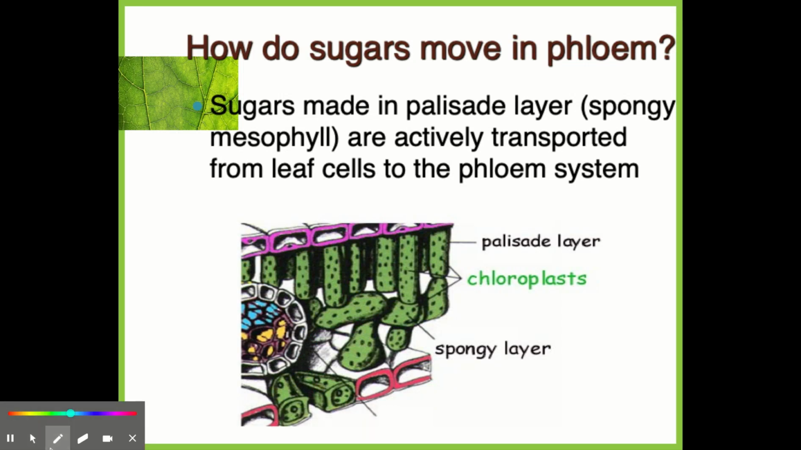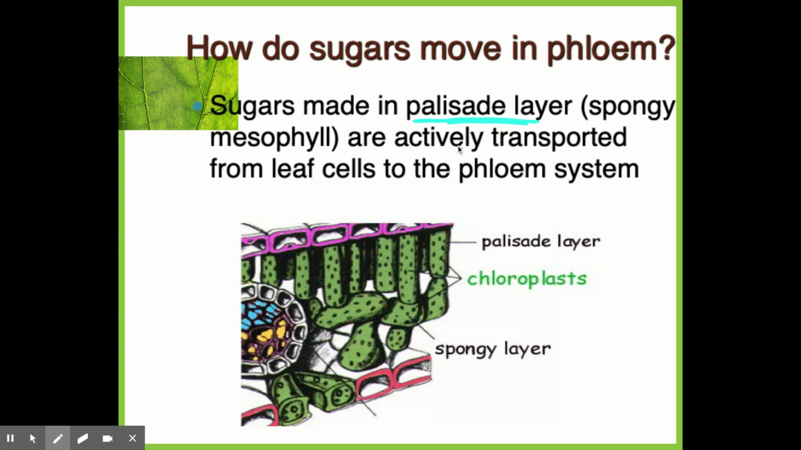So water's in the leaf, we've got nice water movement and water transport. So how do the sugars move and flow? Well, sugars are made in the palisade layer. That's where the majority of the photosynthesis occurs. That's where chloroplasts are. It also occurs in the spongy mesophyll. So there's your palisade, there's your spongy mesophyll.